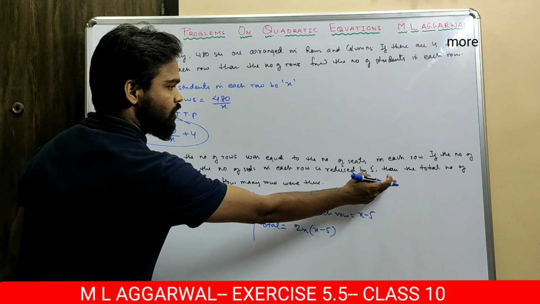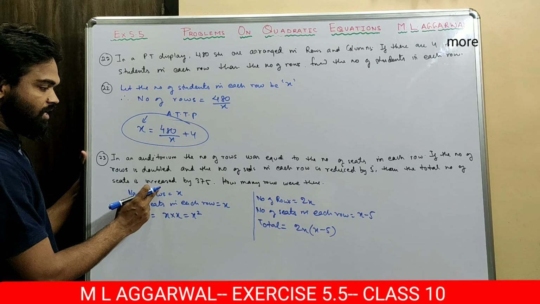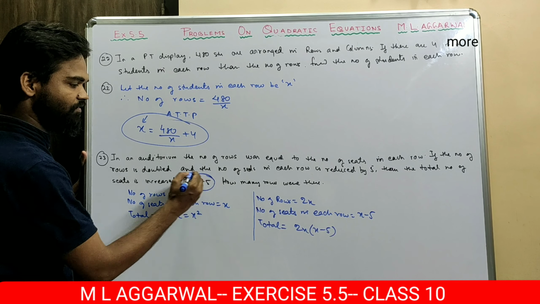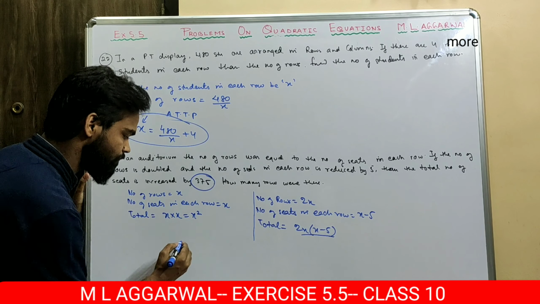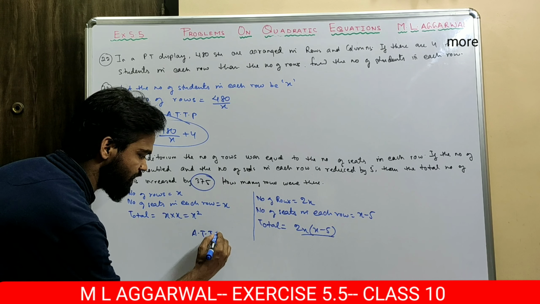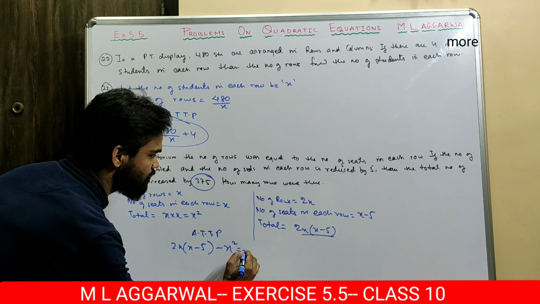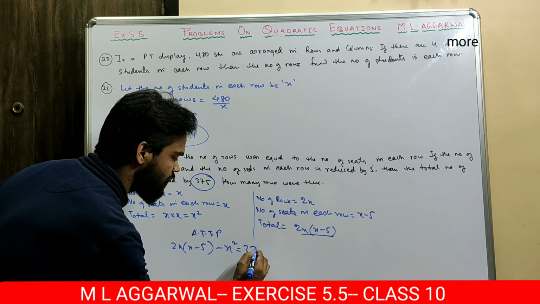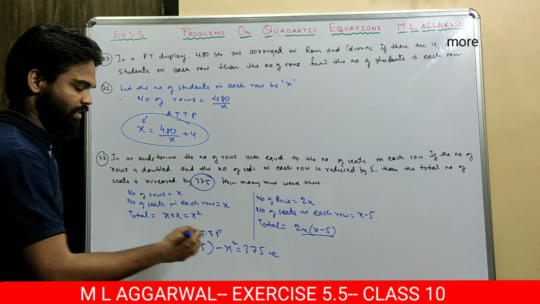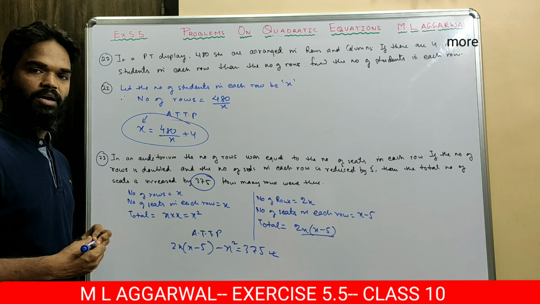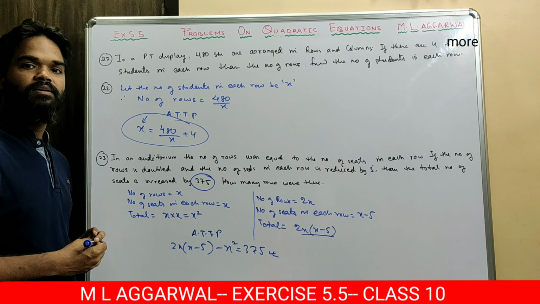Then the total number of seats is increased by 375, which means this, according to the problem, the second case minus the original case will be equal to 375, and that's my equation. Done. Now let us look at the next sum.